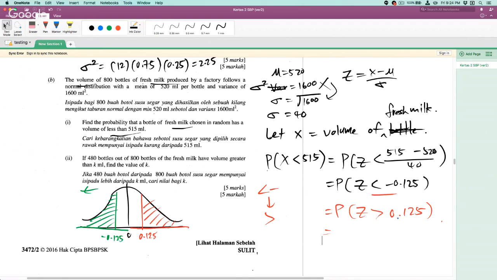0.125. So you get 0.4502. All right, this is how we solve this kind of question.